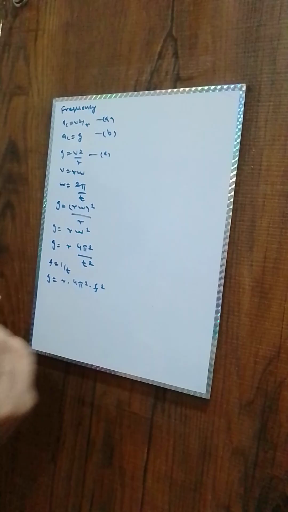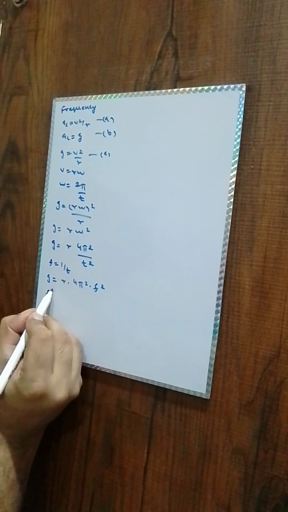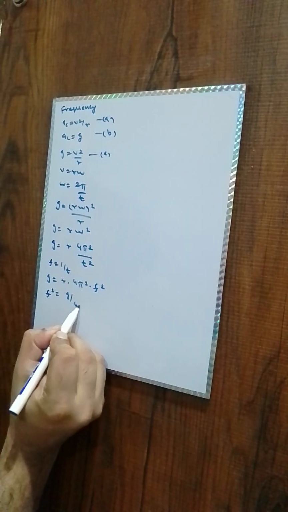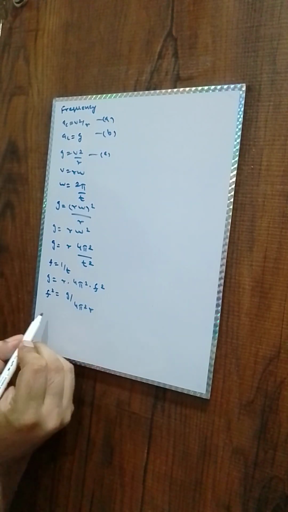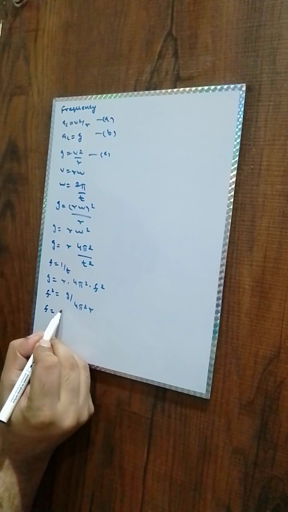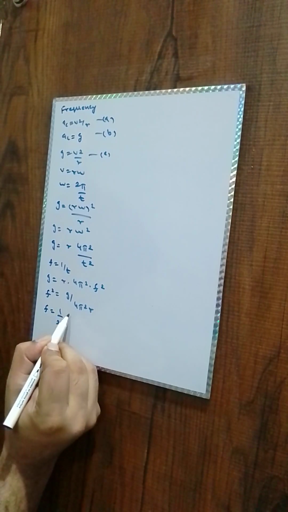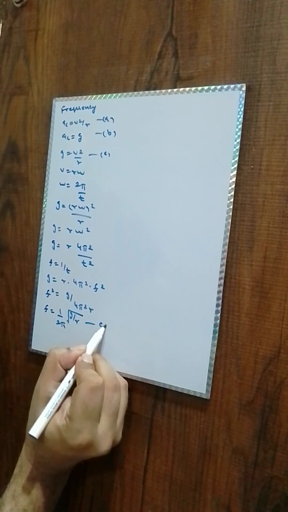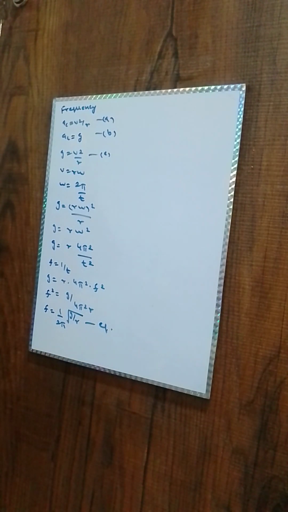And if we're supposed to approximate f from this form, f square would be equal to g by 4 pi square r, and f would be equal to 1 by 2 pi g by r under the root. So this is an equation, and once again, this is the frequency. F is equal to 1 by 2 pi g by r under the root. This is the frequency for the satellite.